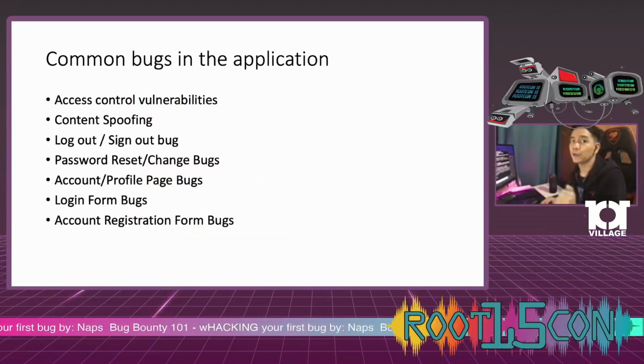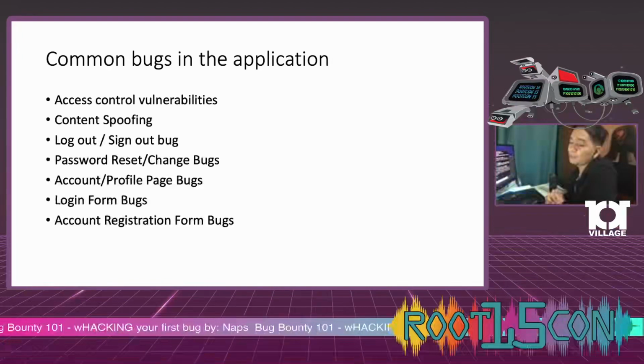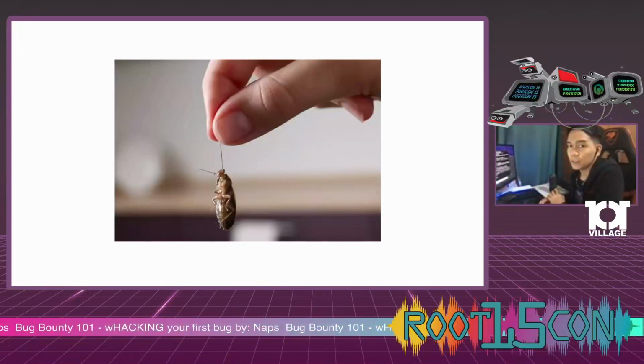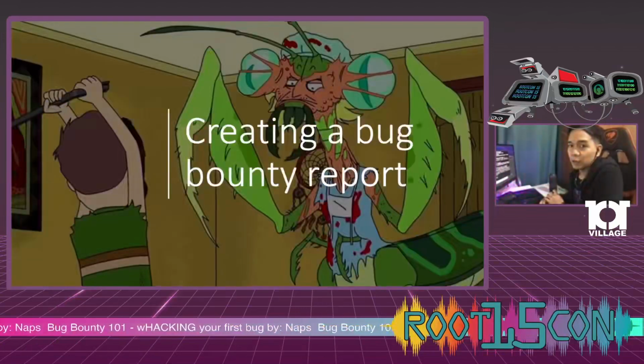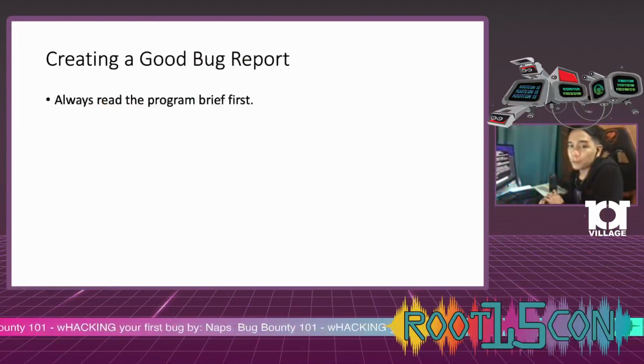So that's for the common bugs in the application. We already discussed the access control vulnerabilities, content spoofing, logout, password reset, account profile page bugs, login form bugs, and account registration form bugs. Now, hopefully this will help you in catching your very first bug. Now let's move on to creating a bug bounty report.